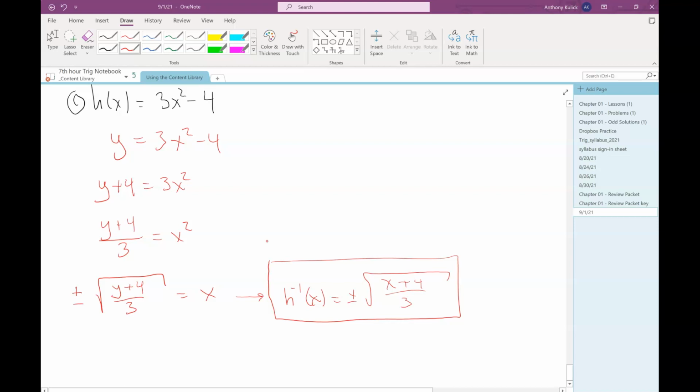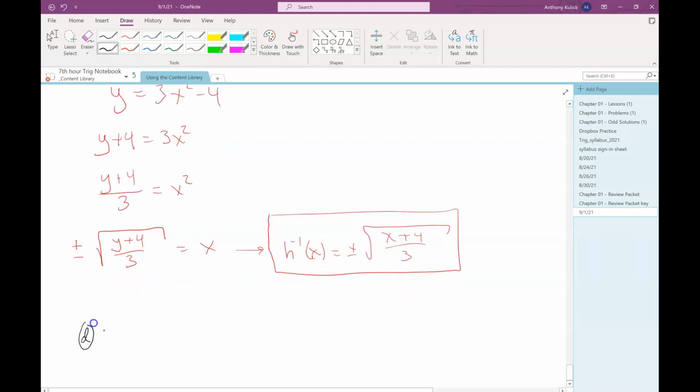So basically, once you get the x alone on one side, you're basically done, right? Yes, you just rewrite your answer. You just flip the y's and the x's, and then you put the h minus 1, or whatever the function notation is, back in. It's not bad. The hardest part is getting the x by itself. It's doing that algebra.